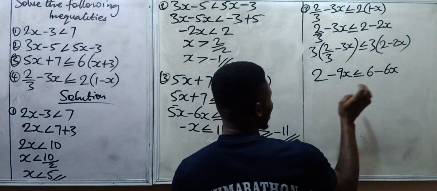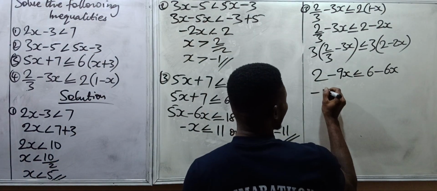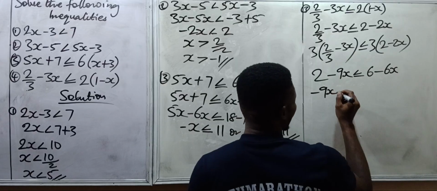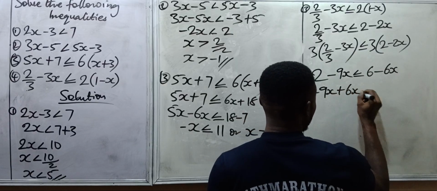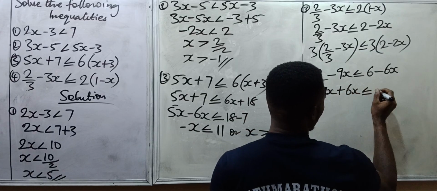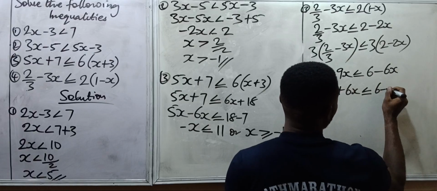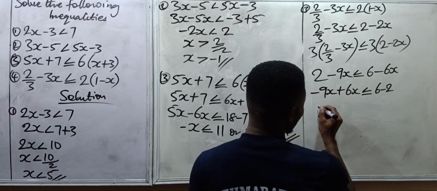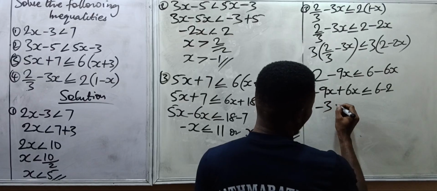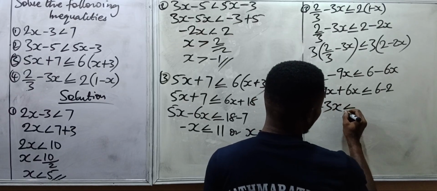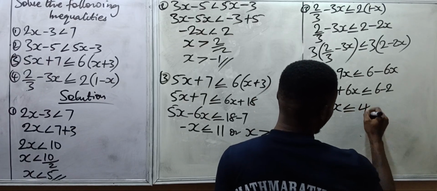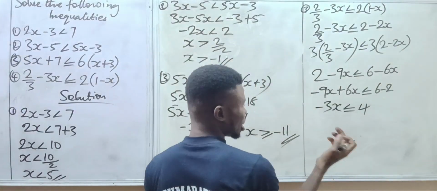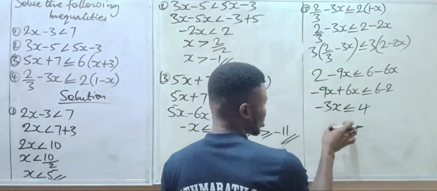Bring this one this side, while you take this one to the other side. So we have that minus 9x plus 6x is less than or equal to 6 minus 2. From here we have that minus 3x is less than or equal to 6 minus 2 is what? 4. And now, like I said, if you're dividing with minus anything, the sign will change.